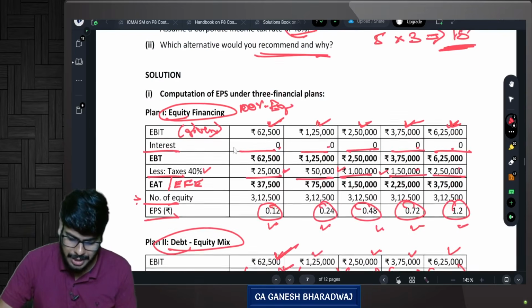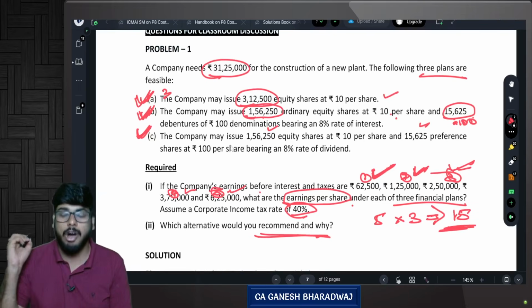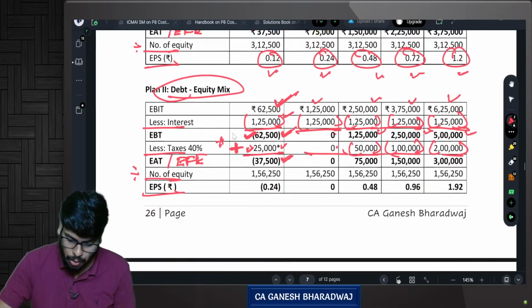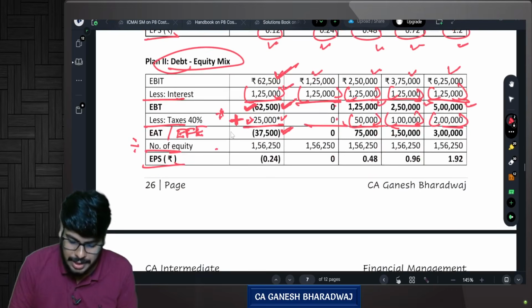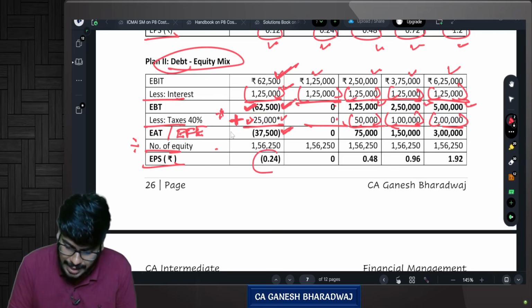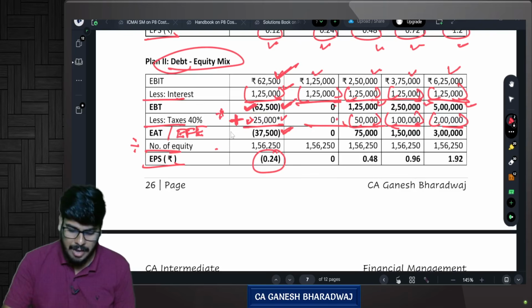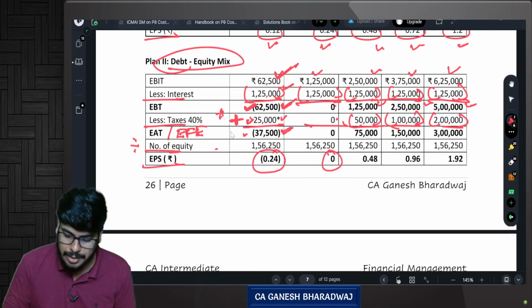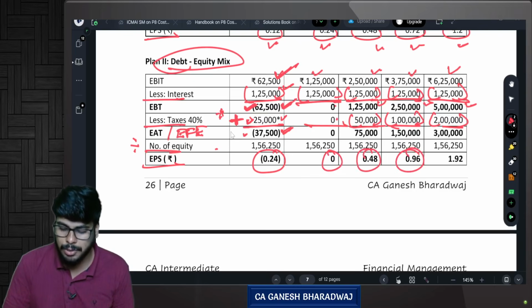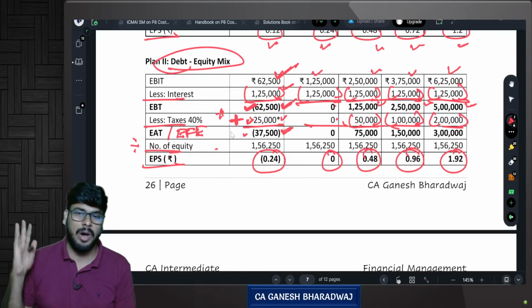So how many equity shares have been issued here? So look at this, 1,56,250 ordinary equity shares have been issued. So earnings for equity divided by equity shares gives you what? EPS, correct? So in the first scenario, you have a negative EPS. How much? Minus 0.24. Can there be a negative EPS? Yes, absolutely there can be a negative EPS. When your earnings for equity is negative, yes, you can have it. Clear? In the second scenario, it's 0. The third scenario, it's 0.48. Fourth scenario, it's 0.96. And the fifth scenario is going to be 1.92. Are you clear with this?